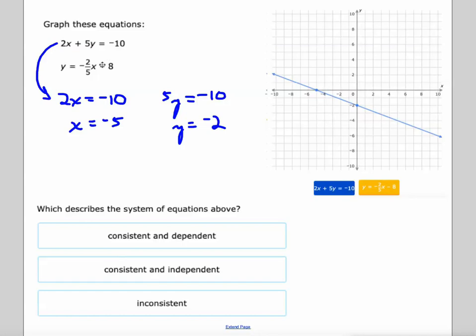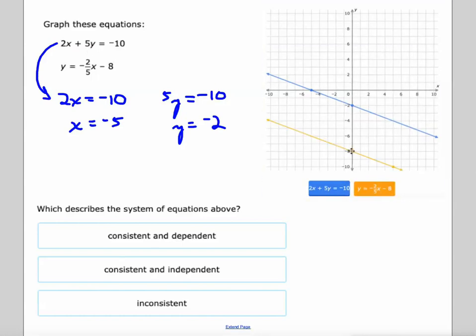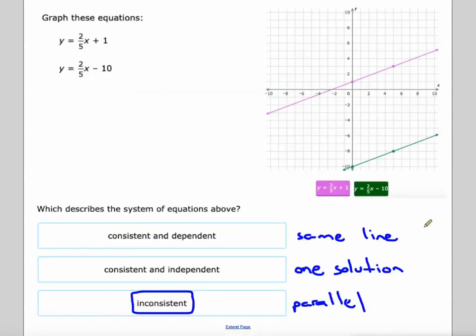The other line is in slope-intercept form. We can identify that its y-intercept is -8 and its slope is -2/5. Down 2, right 5. So these are parallel lines. They actually both have a slope of -2/5. So they are what we call inconsistent. They will never have a solution.